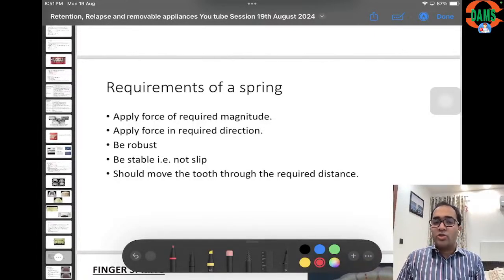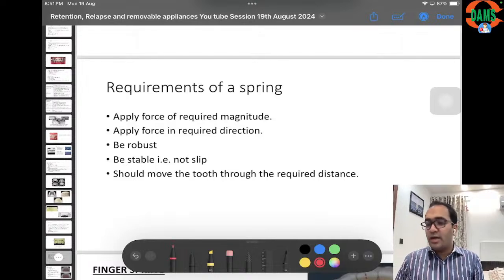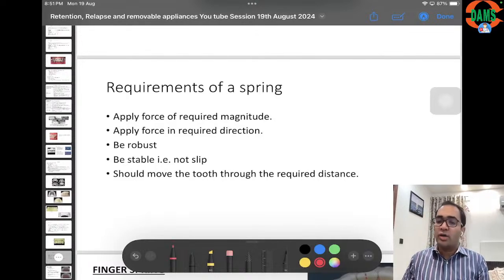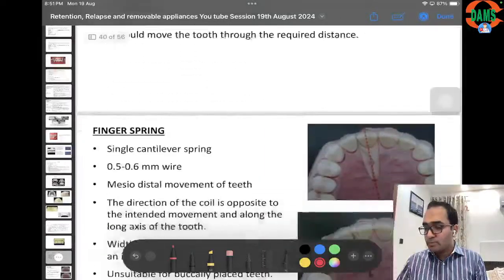They should apply force of required magnitude. The force should be in the required direction. Be robust, that is easy to make. Be stable, that is, not slip from the desired position. If it slips, the desired movement won't be carried out. And it should move the teeth through the required distance.